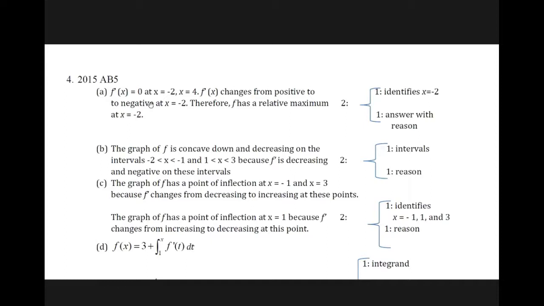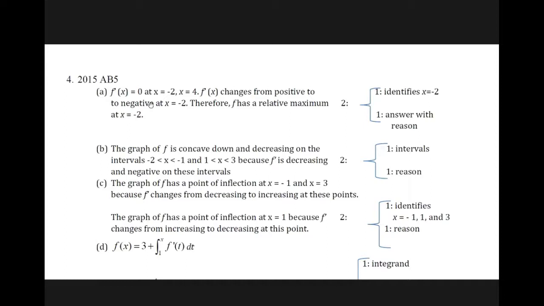So in part A, it asks you to find the relative max. In order to be a max, the derivative has to change from positive to negative. So in order to get your 2 points, you had to identify both the -2 and justify that the derivative went from positive to negative. So that'll get you 2 points in A.